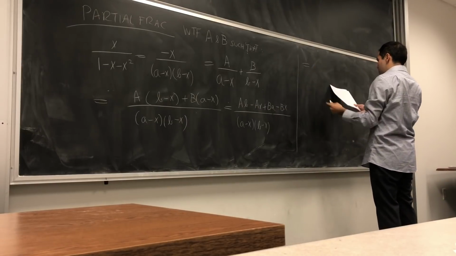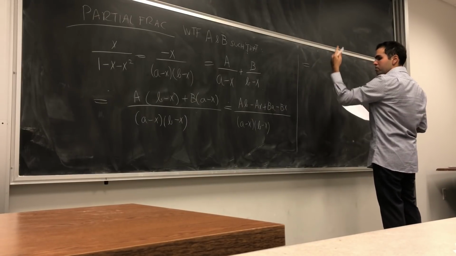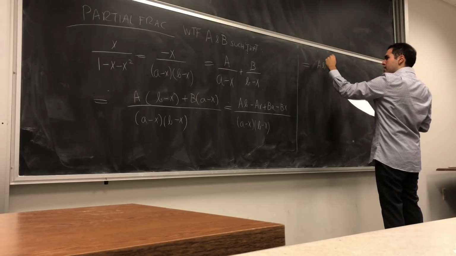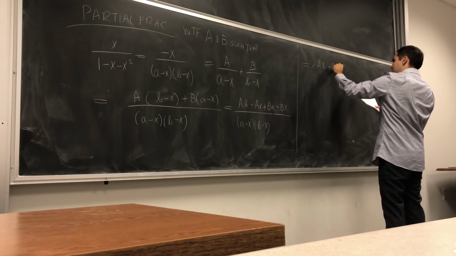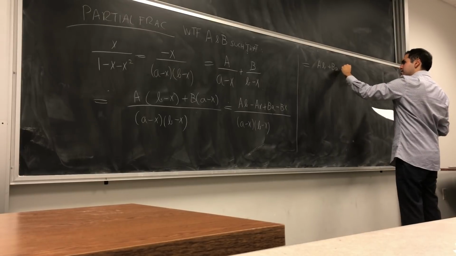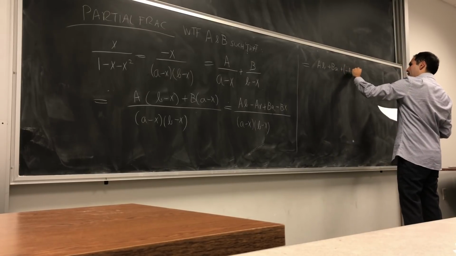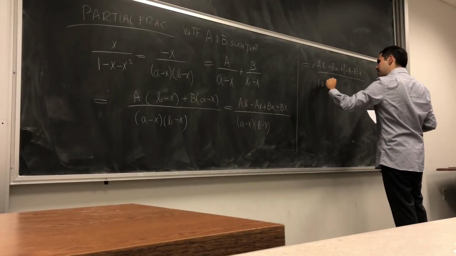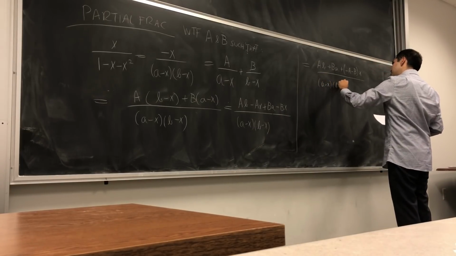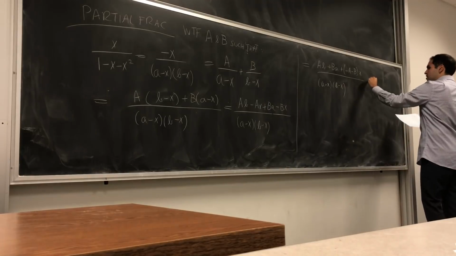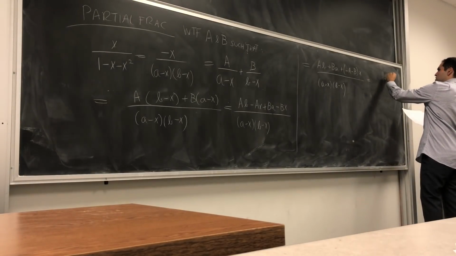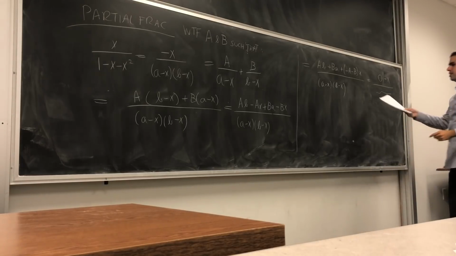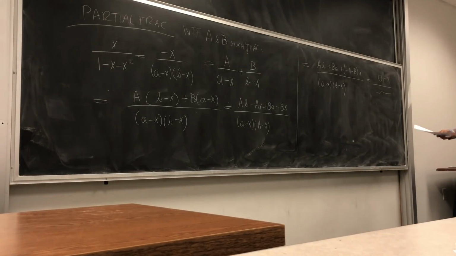And then let's group everything in terms of the powers. So here we have a power of x, or if you want just a constant power first. So Ab plus Ba, plus minus A minus B times x, over (a minus x) times (b minus x). And you want this to be equal to minus x. So if you want 0 minus x divided by this chunk.